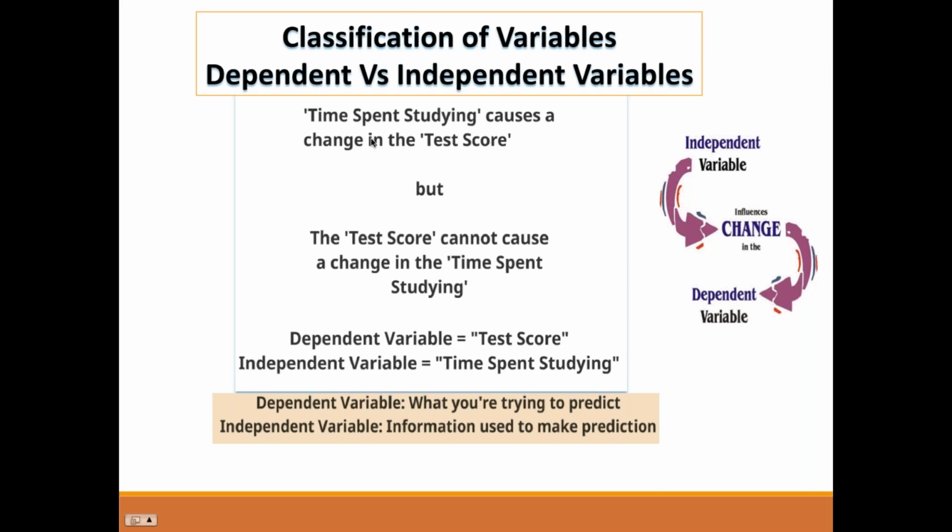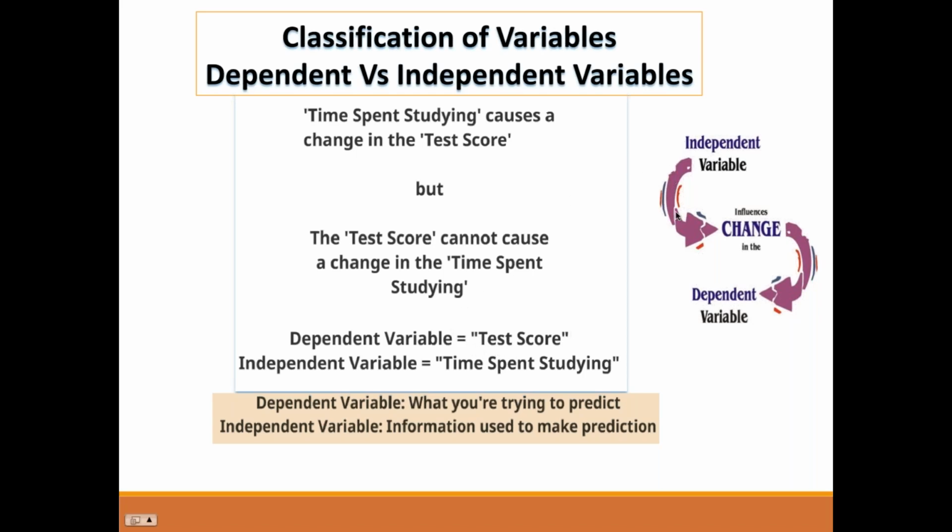Time spent studying causes a change in test score. But test score cannot cause a change in time spent studying. So what is the dependent variable? The test score. And what is the independent variable? I could have not just one independent variable which affects my test score, I could have many. The time that I spend studying affects my test score. The kind of course or the books that I read affect my test score. Probably, attending the best tutor in the city will affect my test score. So all of these independent variables will affect the dependent variable, right?